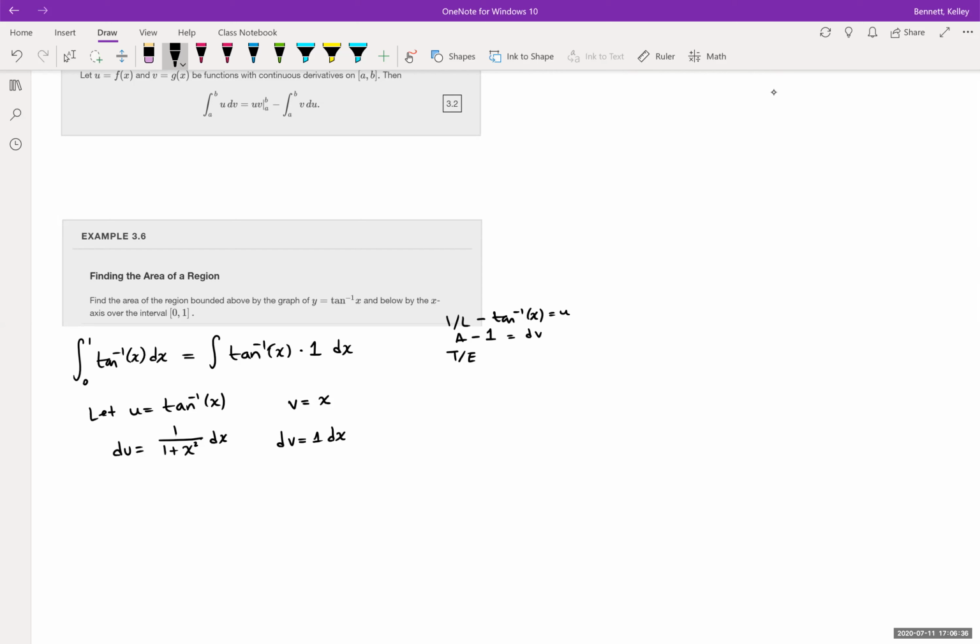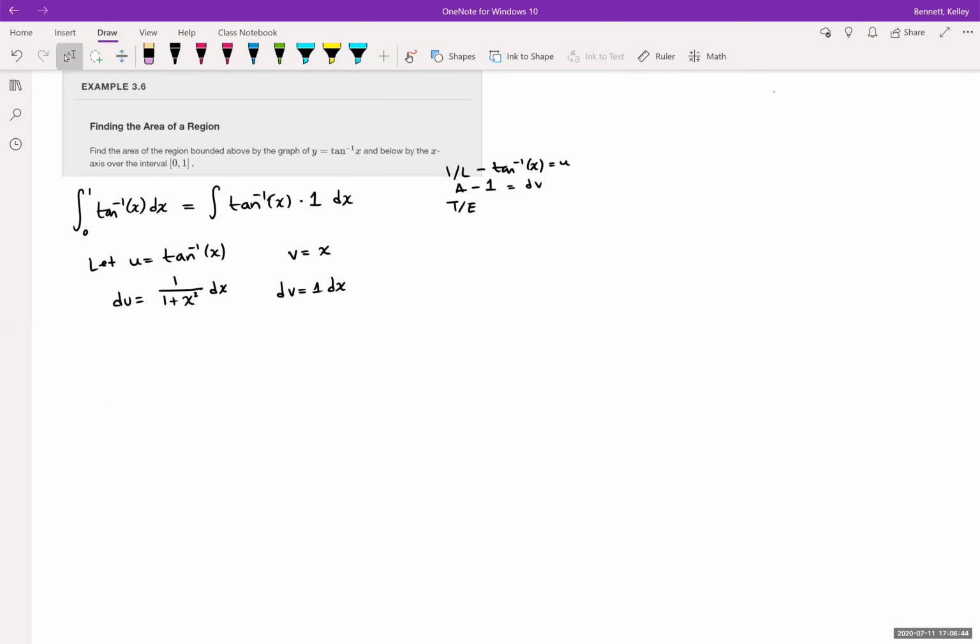If that doesn't feel familiar, get on that immediately, or just write it down, get a tattoo, something. All right, so let's set this up. So we're going to integrate 0 to 1 arctan of x dx.